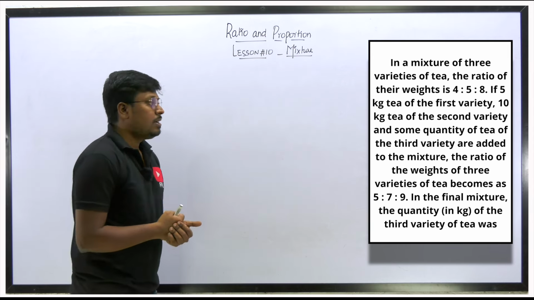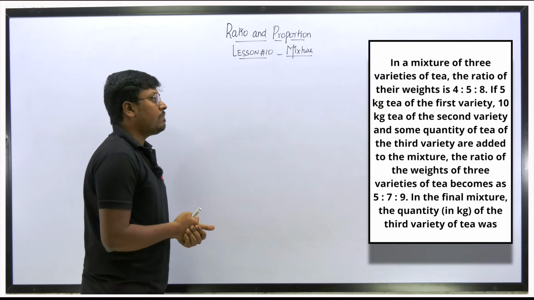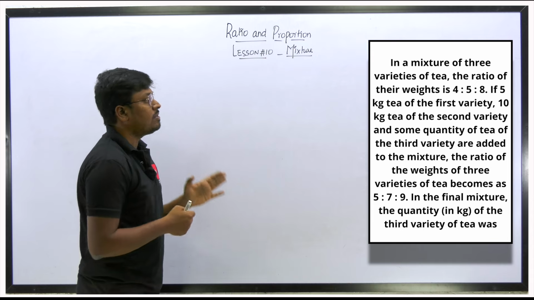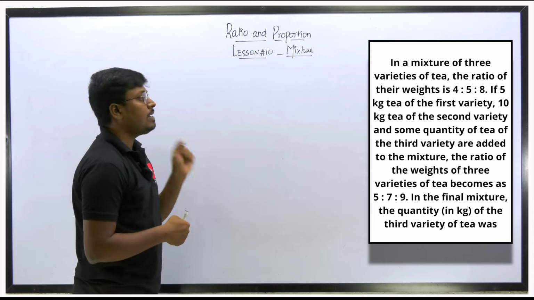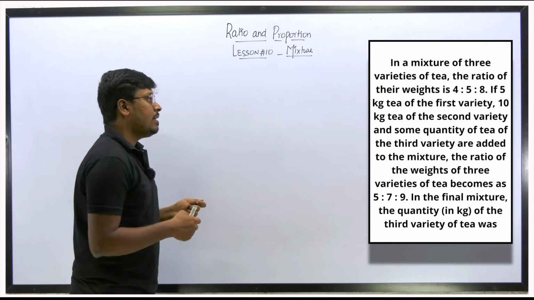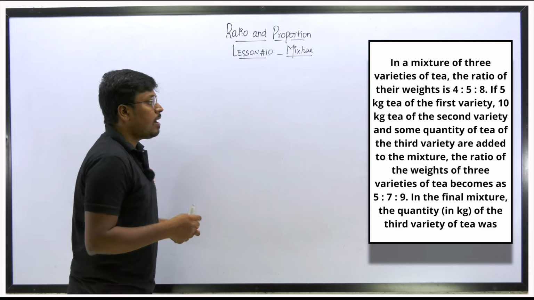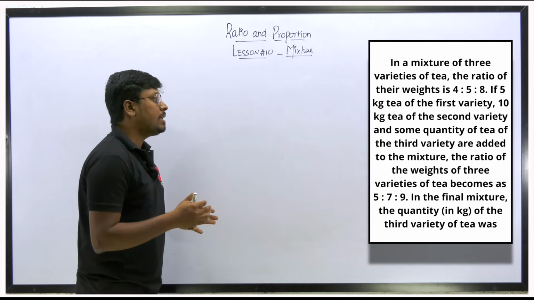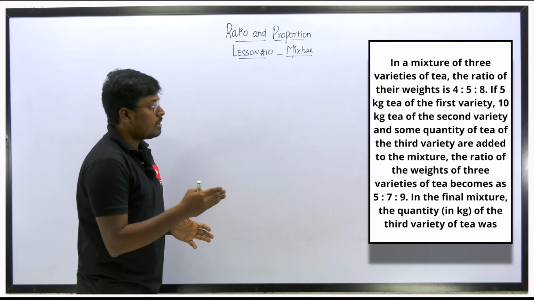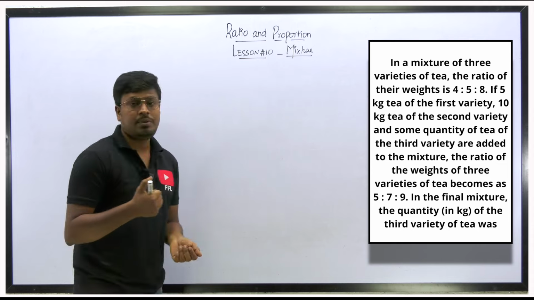Fourth question. In a mixture of 3 varieties of tea, the ratio of their weights is 4:5:8. If 5 kg of the first variety and 10 kg of the second variety and some quantity of tea of the third variety are added to the mixture, so that the ratio of the 3 varieties of tea becomes 5:7:9, then in the final mixture, the quantity of the third variety of tea was?